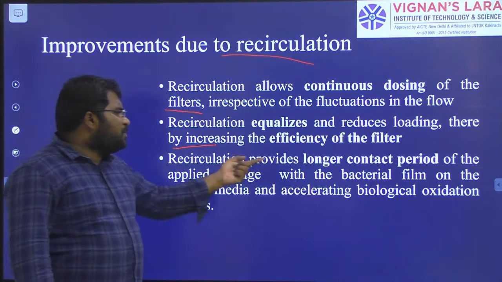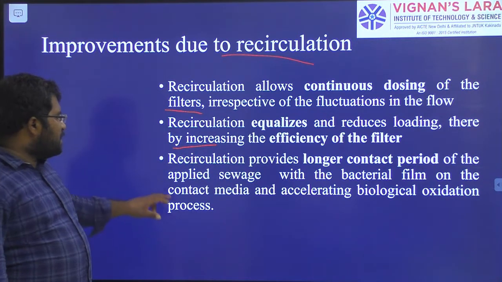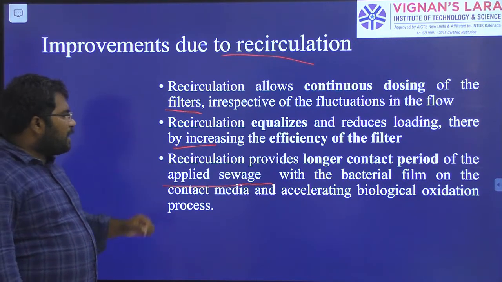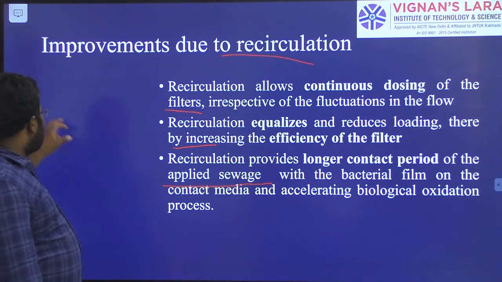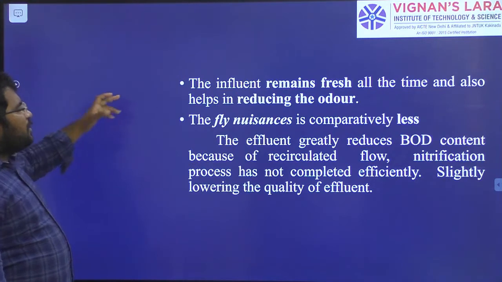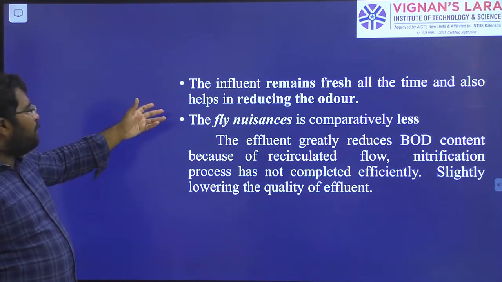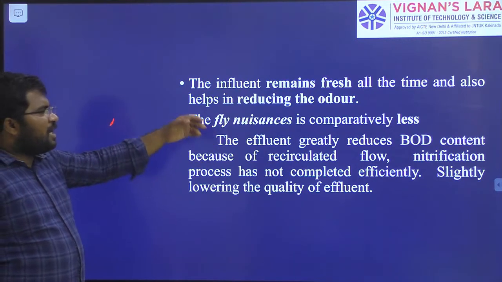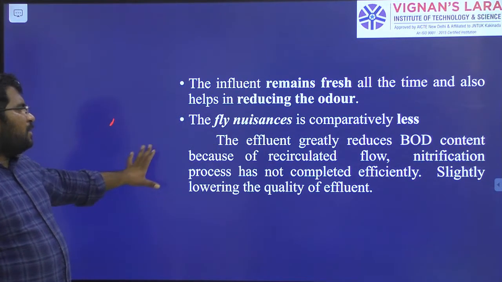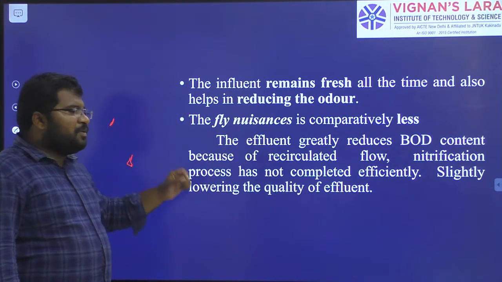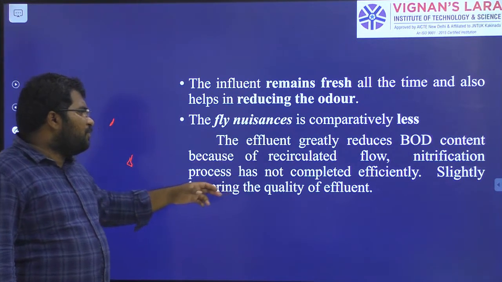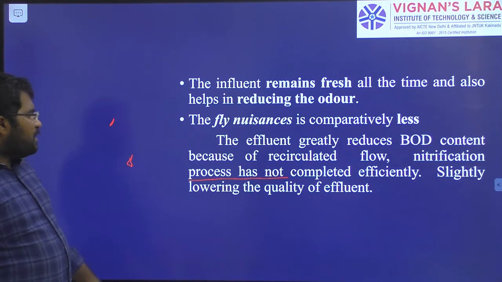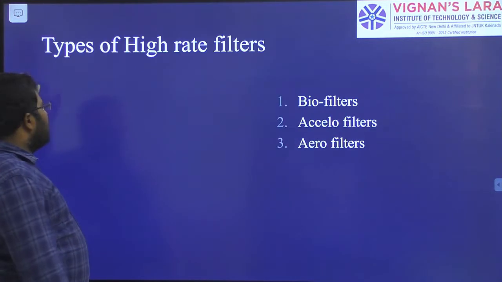Recirculation provides longer contact periods of the applied sewage with the bacterial film on the contact media, accelerating the biological oxidation process. The influent remains fresh at all times, and the fly nuisance is also comparatively less. The effluent BOD content is greatly reduced, but because of the recirculated flow, the nitrification process is not completed efficiently, slightly lowering the quality of effluent.